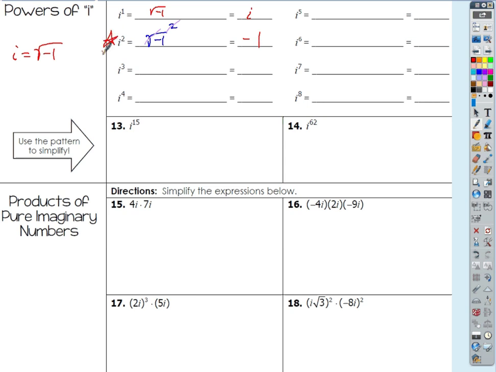Anytime, and we're going to do some stuff soon where we're adding, subtracting, and multiplying complex numbers. And so when you end up multiplying complex numbers and you get an i squared, what do you replace it with? -1, right? Okay, what about i cubed?